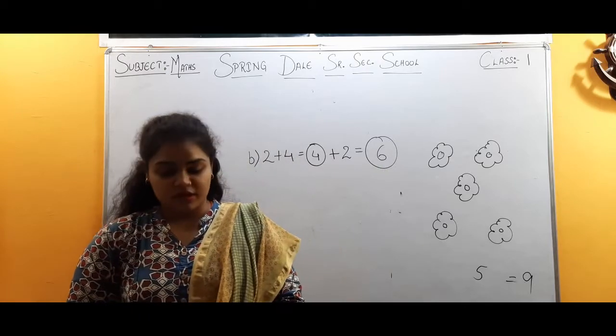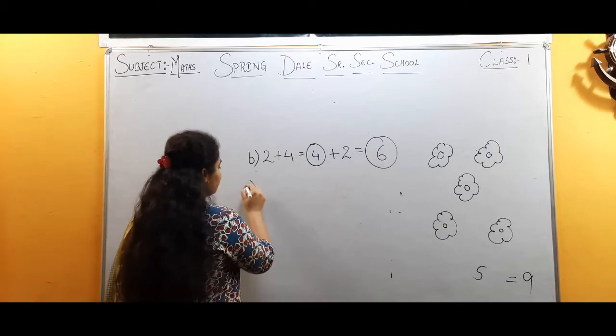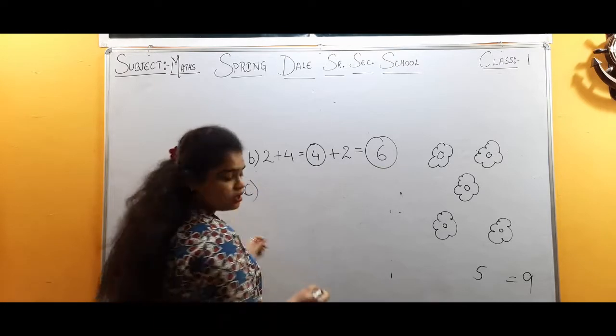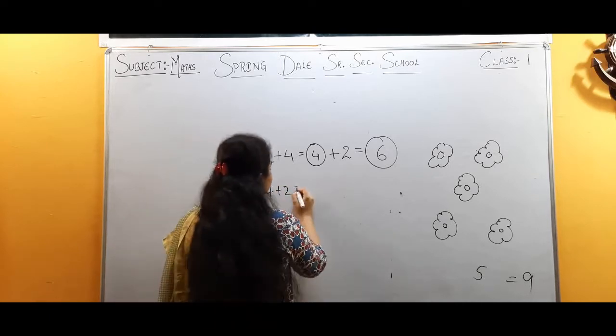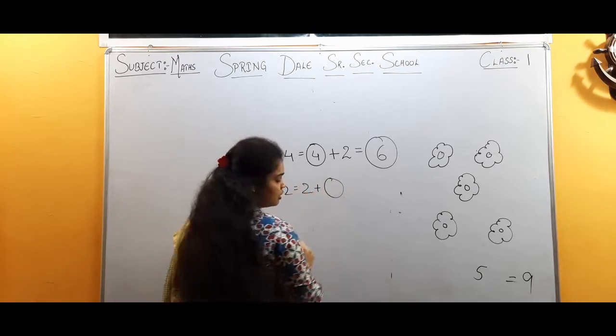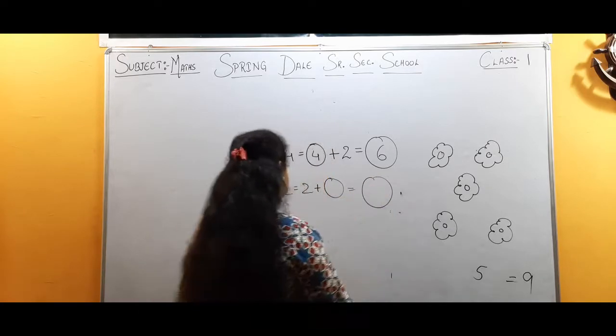Taking one more question, that is C part. The question we have 7 plus 2 equals to 2 plus 1 circle equals to one more circle.